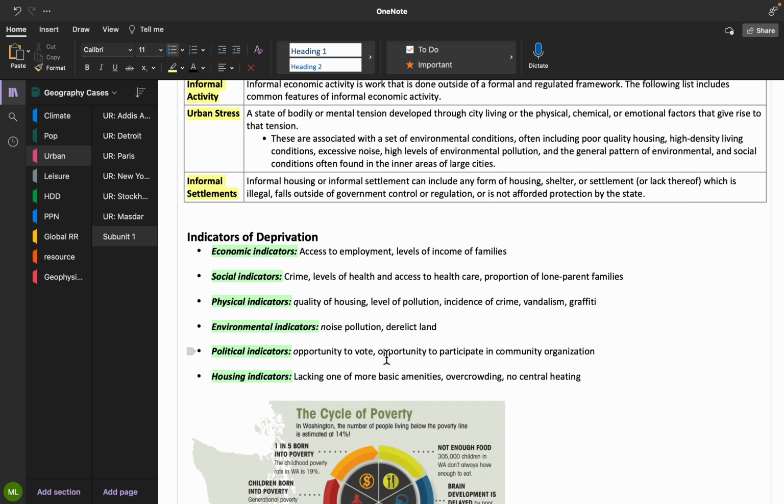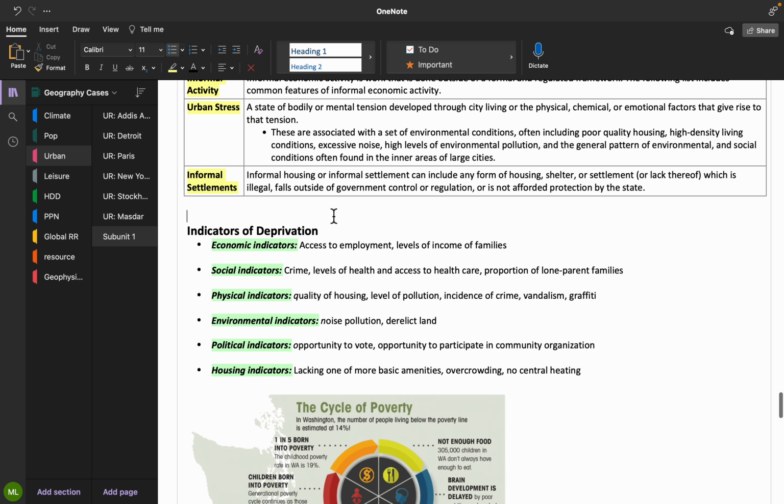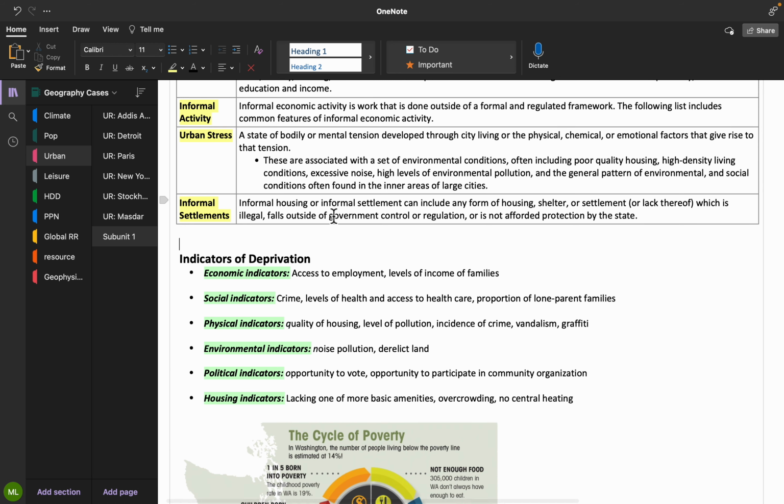And another one I have here is informal settlements. Informal housing or informal settlement can include any form of housing, shelter, or settlement which is illegal, falls outside of the government control or regulation, or is not afforded protection by the state. Essentially, they're slums, they're squatter homes. And they're illegal because they're not paying to live there. So they get an empty piece of land they found and they start building houses out of really flimsy material. And yeah, that's why it's a problem. It's called informal because it's not actually contributing anything to the economy, such as informal activity as well.